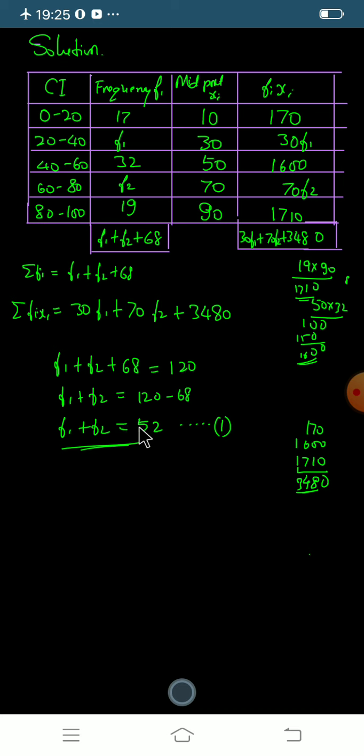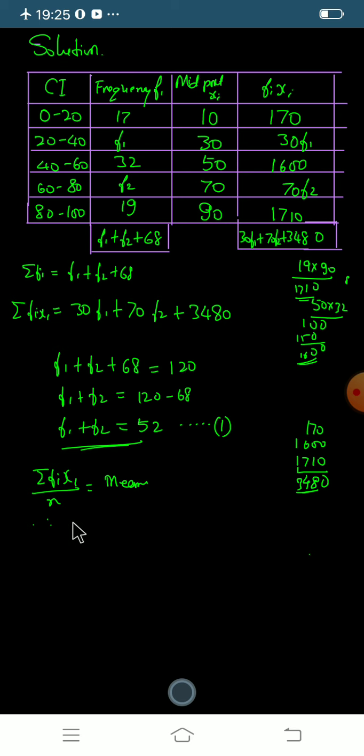52. Now again we have to use another formula, that is the formula for mean. Mean is equal to summation Fi xi divided by n. We know that. So what is the mean here? Mean of the table is 50. That is given in the question itself.